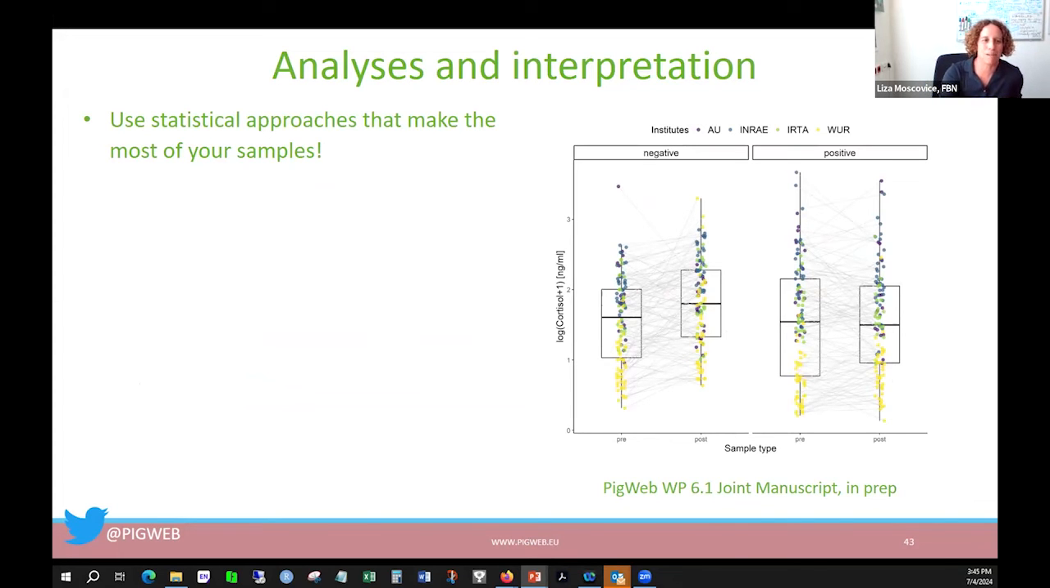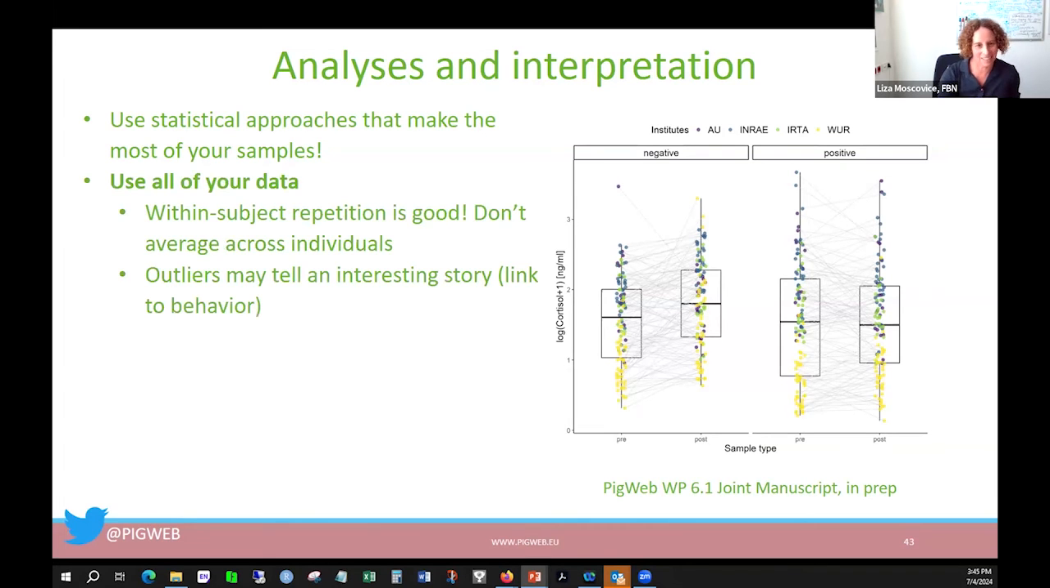Just a little bit about best practice approaches for analyzing these wonderful samples that you've collected and that you've measured now. And so sometimes I see that people have this within subject design, but then they just average. So they've taken the pre and the post and they're averaging it somehow. Don't average your data. Keep this within subject repetition. Use all your samples. Keep the outliers in.